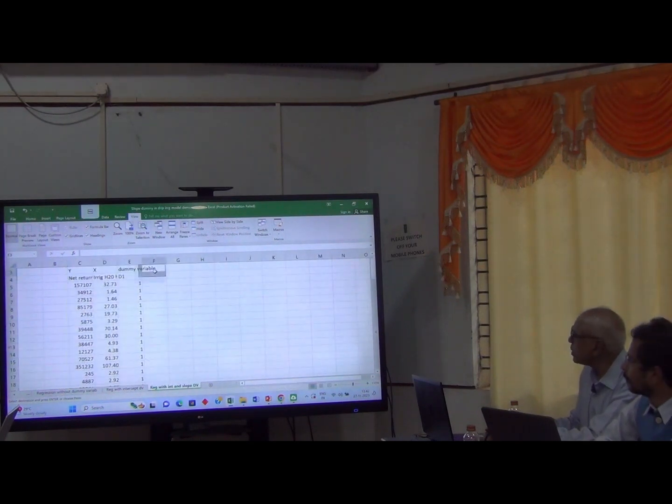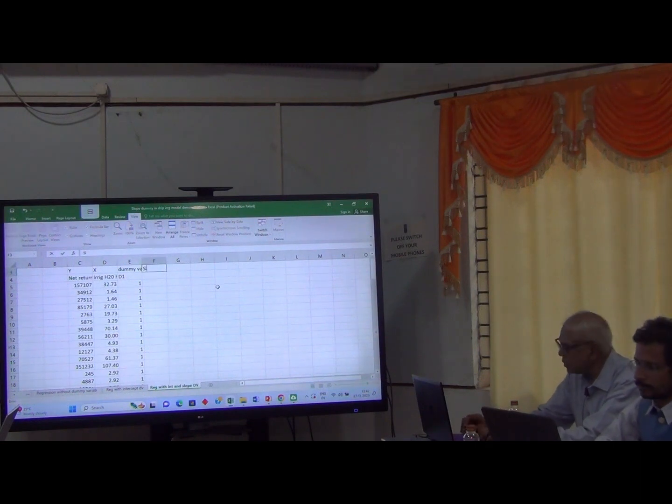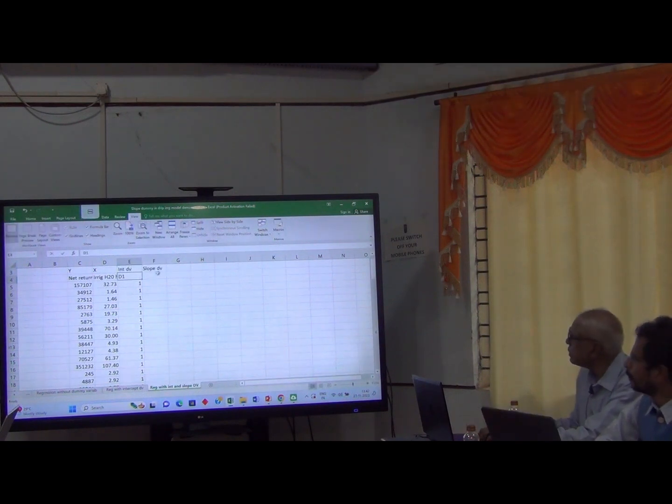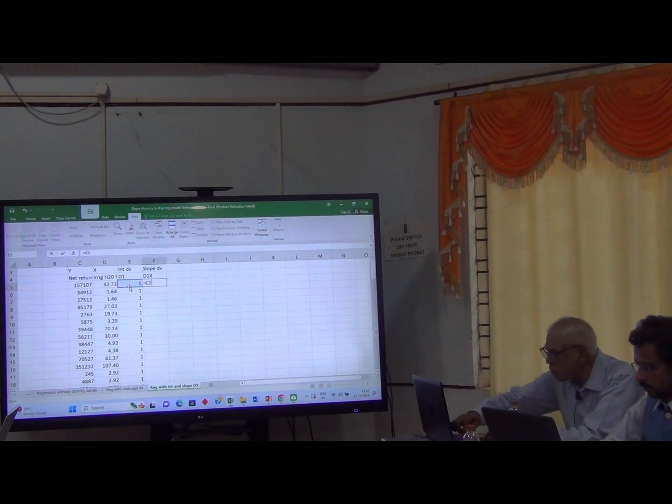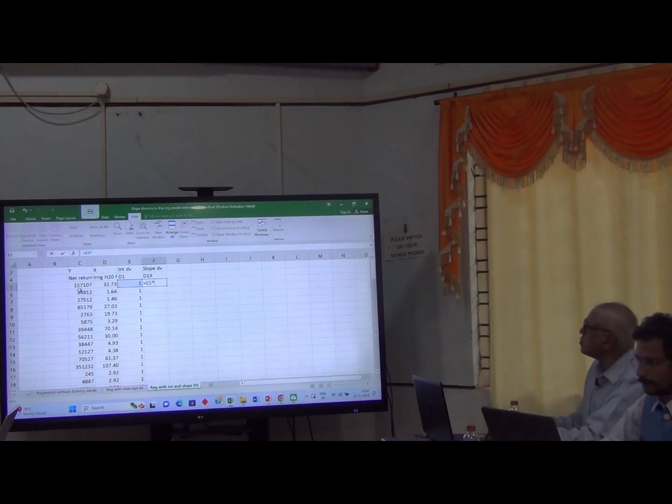Now what you do? You multiply. This is called slope dummy. This is called intercept dummy. So this is D1X. You got the data set, right? Same data set. Just say is equal to, multiply this with this. Then copy it.